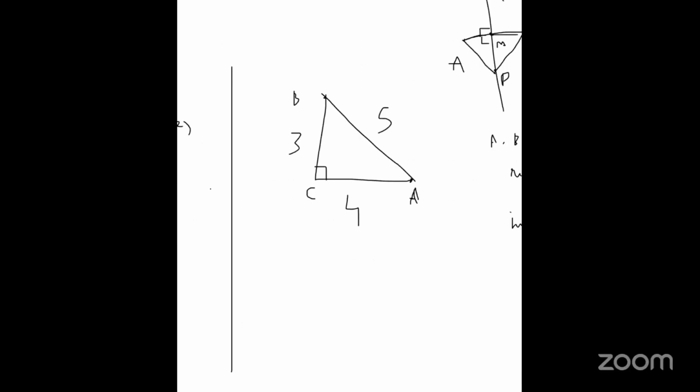So you draw a perpendicular bisector over here. Let's say this is M and this is N, and you draw this perpendicular bisector over here.